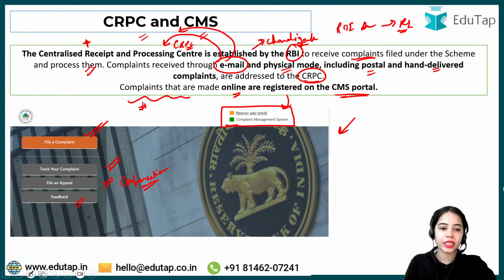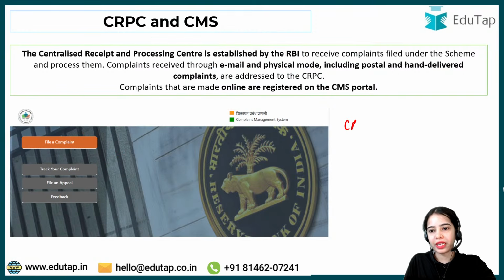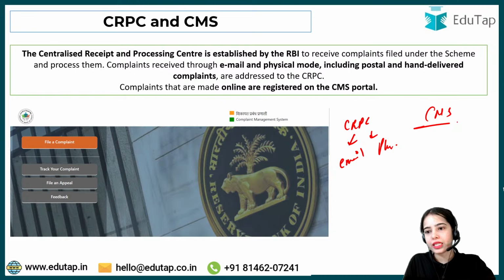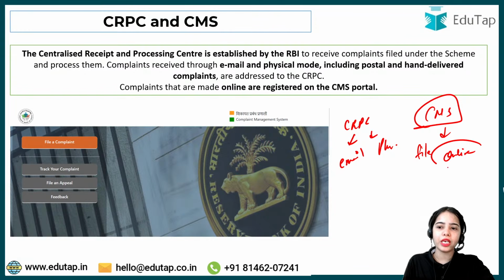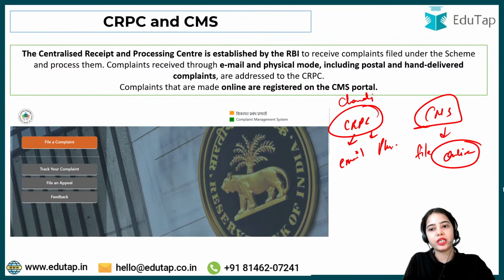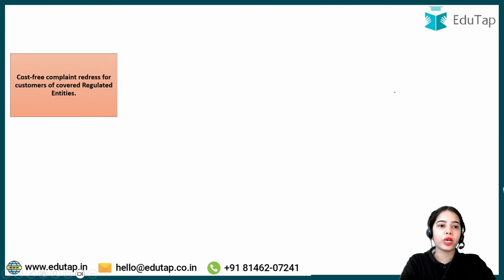So basically there are two manners in which you can raise your complaint: through the CRPC, in the email manner or in the physical manner. Okay, with the CMS, that is the portal of the Reserve Bank of India, you just have to go to Google and type CMS portal of RBI. So you will go to the CMS Complaint Management System portal of RBI, where you can directly file a complaint in the online manner. Okay, so CRPC is established by RBI, and it is established in Chandigarh. Remember this. So I hope this is very much clear.